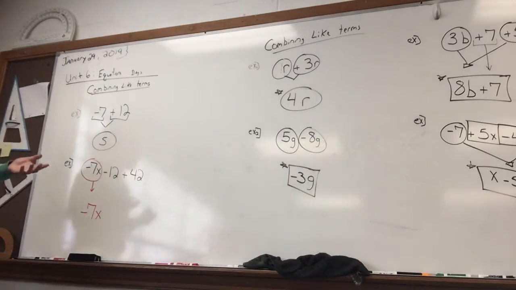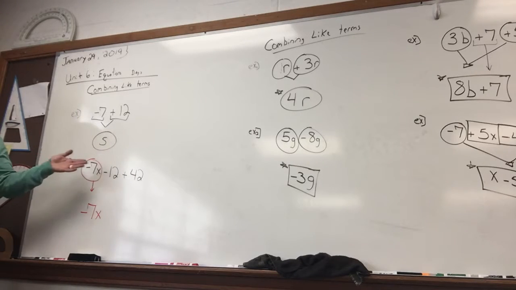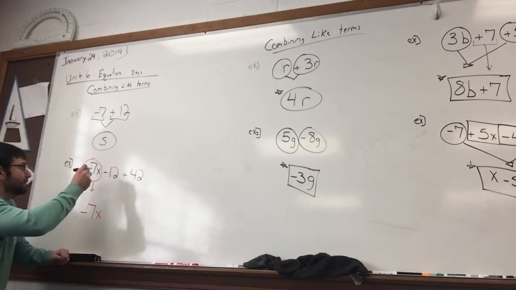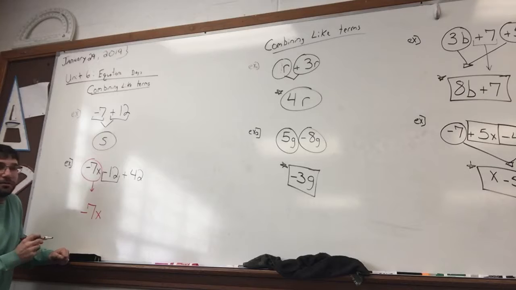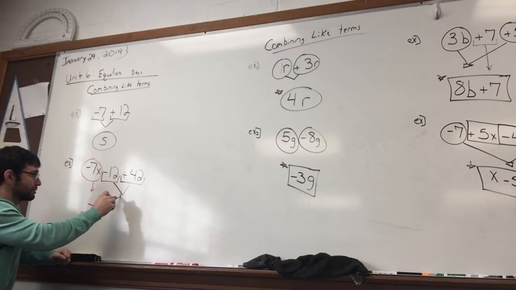Okay. I need a different color. Do we have what we called constants? Are there just numbers there? Are there things without variables? Yes, negative 12 and 42 do not have variables. How do I know that? Because there's no letters or symbols next to them. So when I do this, I've got a negative 12. I've got a positive 42. We are going to combine those.